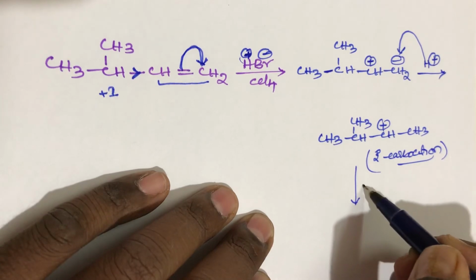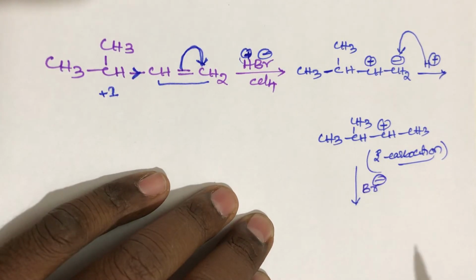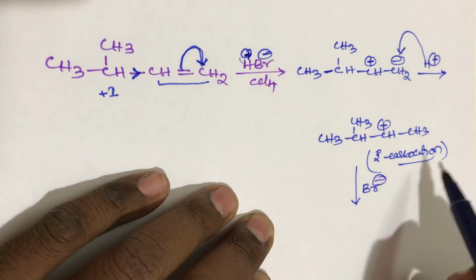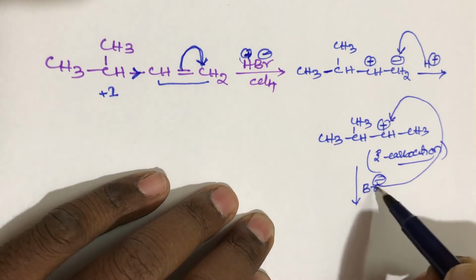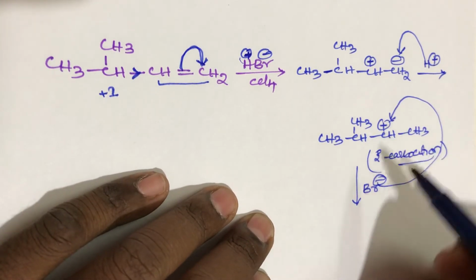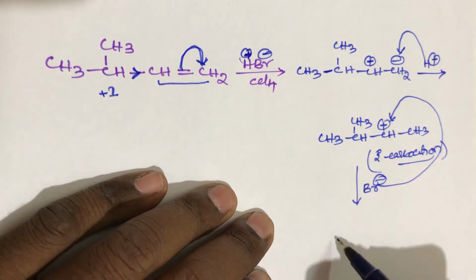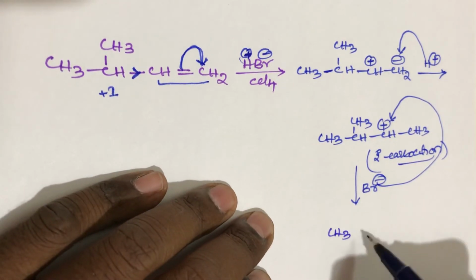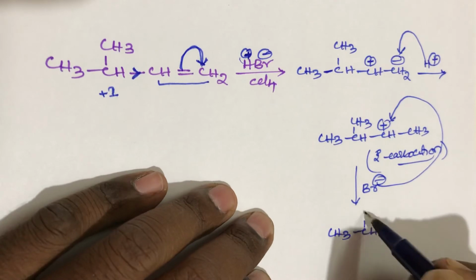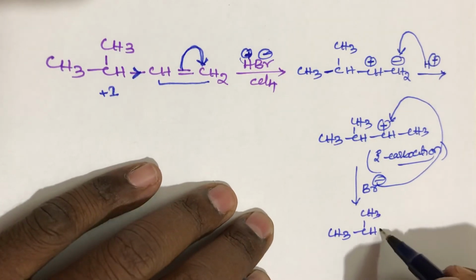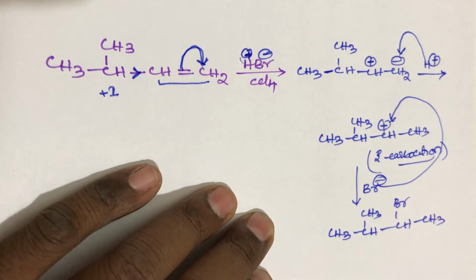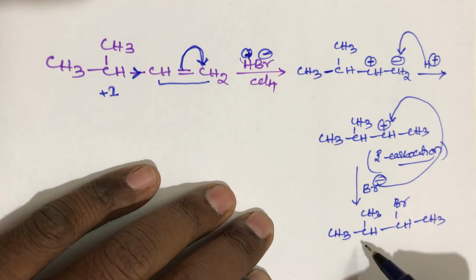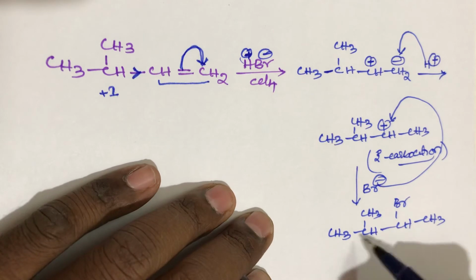In the next step comes the nucleophile, that is Br minus. This Br minus, the nucleophile, will always attack the positively charged species. So what is the final product we get? That is CH3, CH, CH3, CH, Br, CH3. This is the final product, students, the 2-bromo 3-methyl butane.